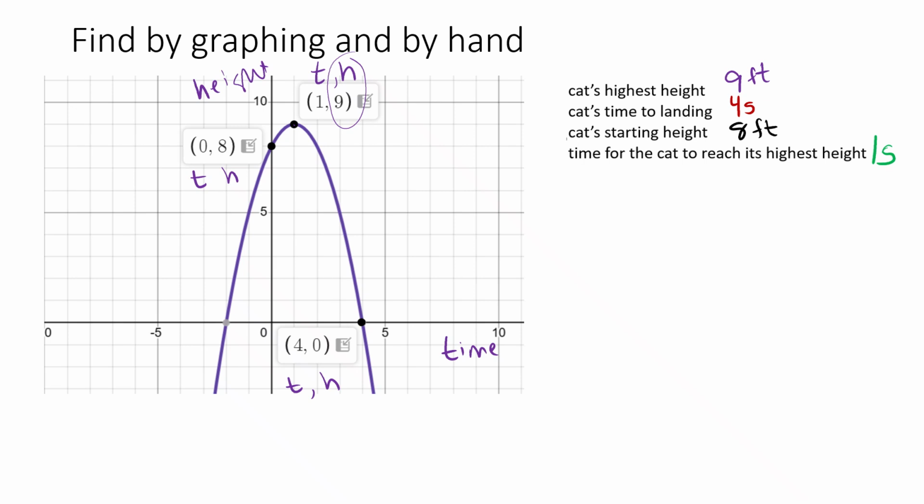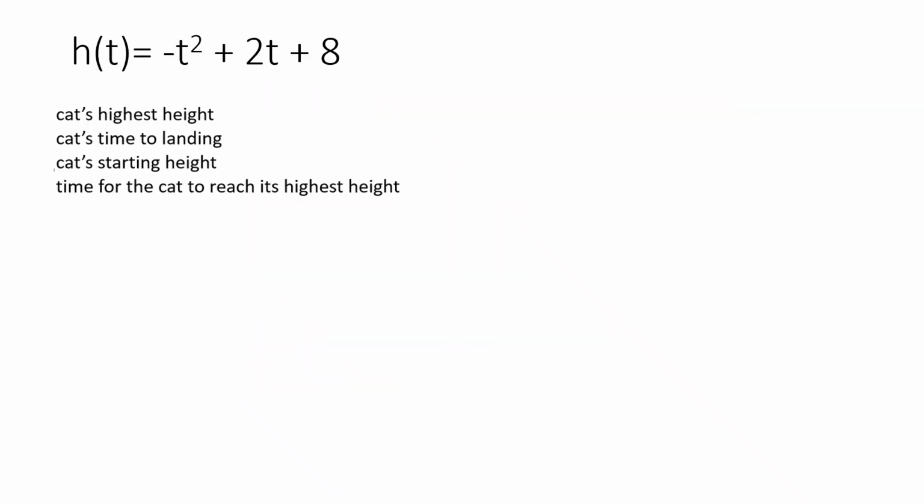But that might be all you need to do. But I have asked you to also do it by hand. So what if you did not have access to a graphing utility where you could just click on the key points and find what they are? So we're going to go through this. Here we go. So the function is right there, and we're going to look for the cat's highest height.